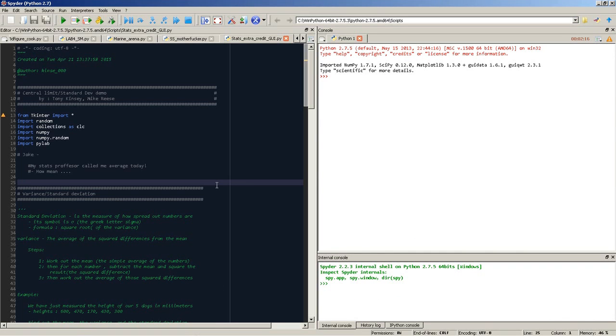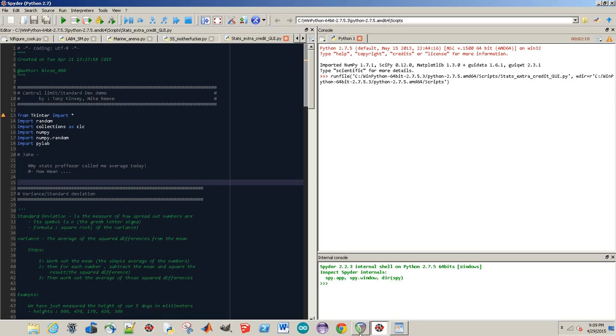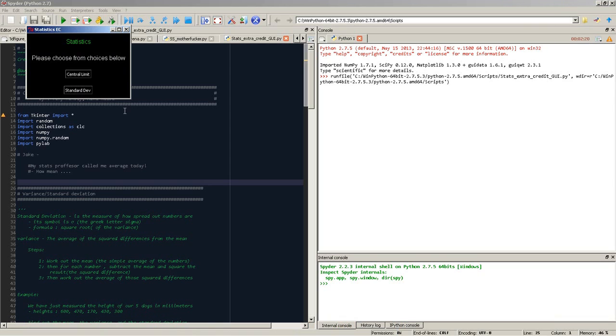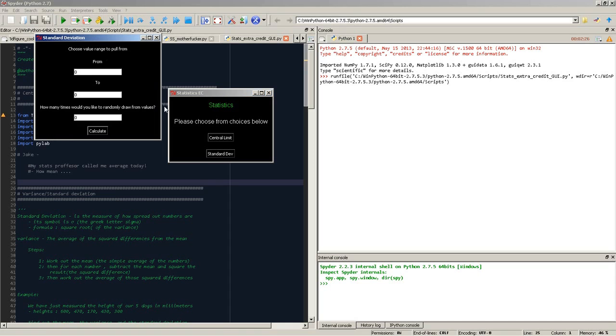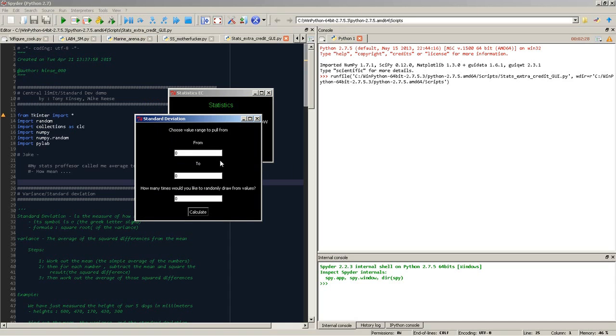So let's run the code and take a look at standard deviation. Now let's choose a value range that we want to pull from. Let's say we want to go from 0 to 100. And how many times would we like to randomly draw the values? Let's say we want to do it 1,000 times.